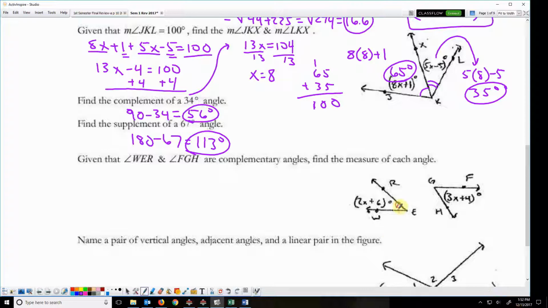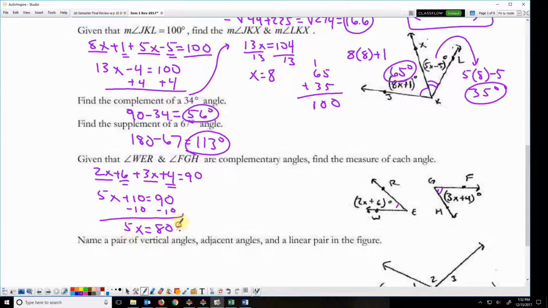Okay, these two angles are complementary, which means they add up to 90. 2x plus 6 plus 3x plus 4 equals 90. Like terms are 2x and 3x, that makes 5x. 6 and 4 makes 10. When I subtract 10, I get 5x equals 80. And then I can divide by 5 and find that x is 16.